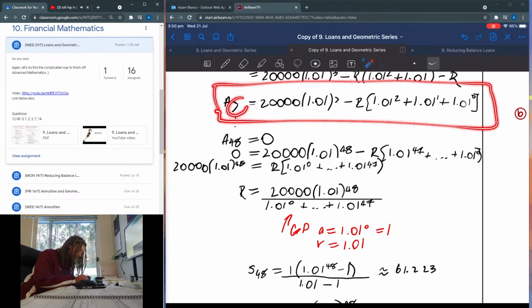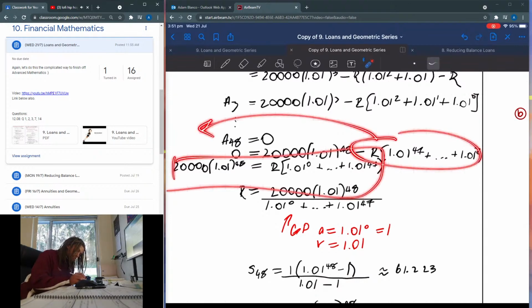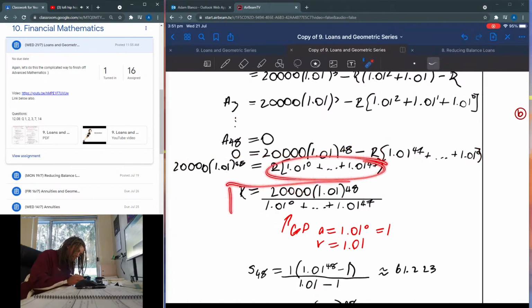So A3 had this thing to the power of 3, and then it had 3 terms in here. So the 48th one would have had 48 here and 48 terms in here, going from 0 to 47. That's what I worked out here, or I just rewrote it. Then I set it equal to 0, because after 48 months there should be no amount left on the loan. I should have paid it off. Then I moved this over there, so I ended up with this. Then I divided by this, and now I have a value for R.